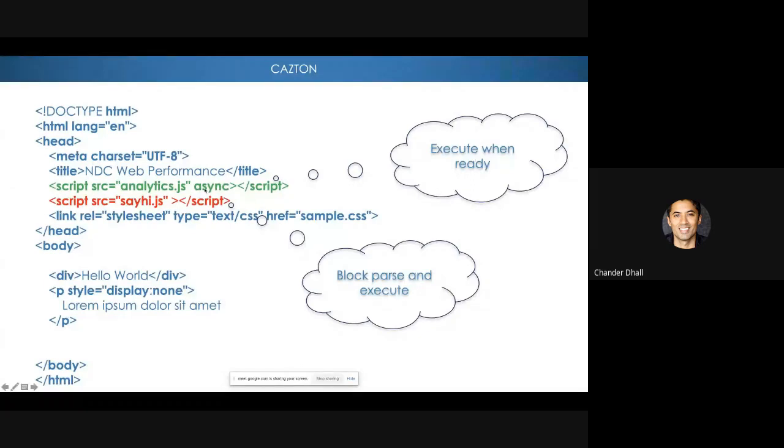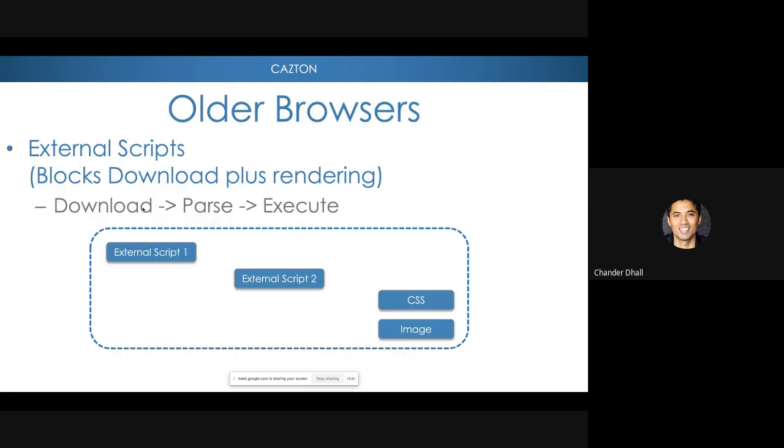If you use async, then it's going to get downloaded in parallel on its own time. It's not going to block anything. It's only going to execute when it's ready. But if you don't use async, it blocks, parses, and executes. So you see there's two things that happen before execution, which is block, parse, and then execute. And that is interesting because you don't want to do that unless it's a critical script. Otherwise, it's going to block your entire download from happening while this is downloading, parsing, and executing.